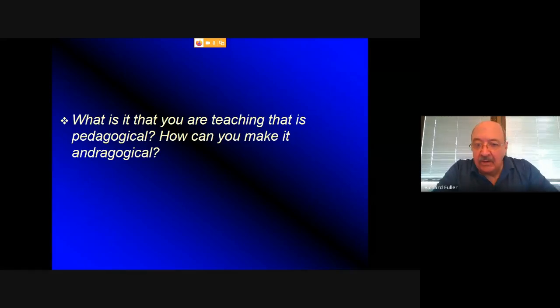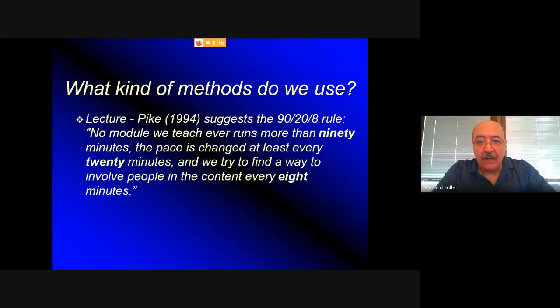And I would tell you, utilize this question base as a way to think through that. Okay. The questions also, what kind of methods do we use? Now, this is one that I came across. This is Pike's rule, and he suggests what he calls the 90-28 rule. It basically says that a class should never run more than 90 minutes, although we violate that with 4-hour classes.